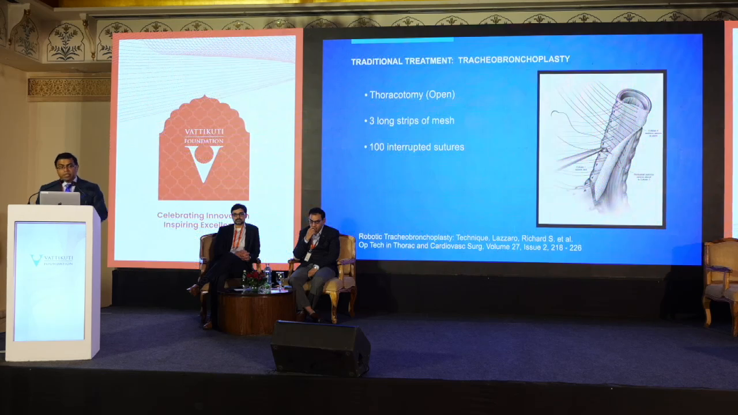The traditional treatment for this is called tracheobronchoplasty. It is done through an open approach using a thoracotomy, and typically uses 3 long strips of mesh. In total you place about 100 interrupted sutures. It's a very laborious procedure. The way it is done is usually you have 25 rows of 4 sutures in each row. You place 4 of these sutures first, pre-place them, and then tie them all at the end.